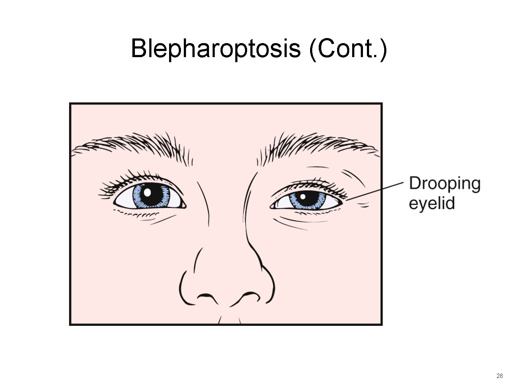Diagnosis involves assessing eyelid position and muscle strength. Treatment ranges from watchful observation in mild cases to surgical correction when the drooping interferes with vision or causes significant asymmetry.